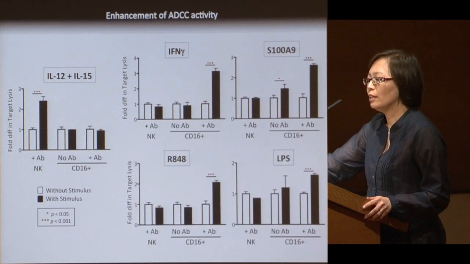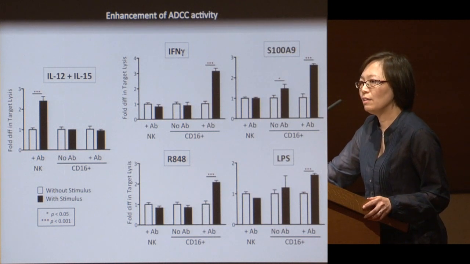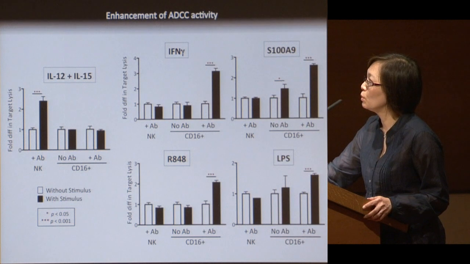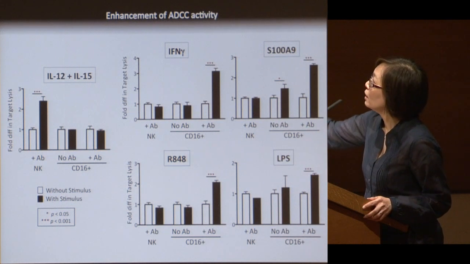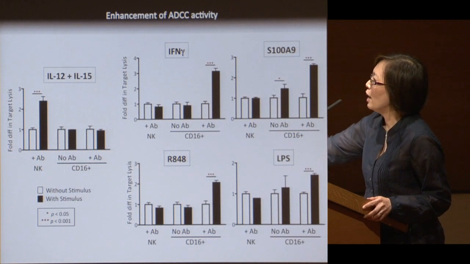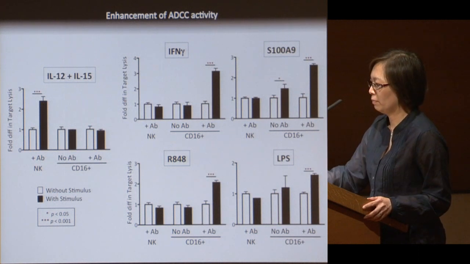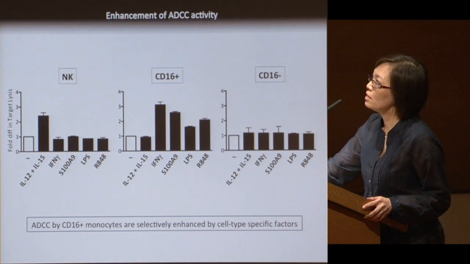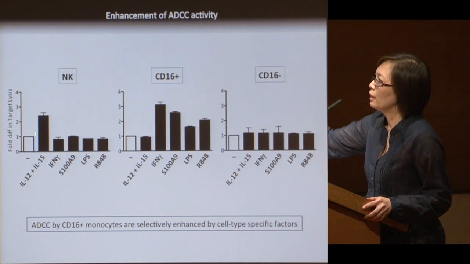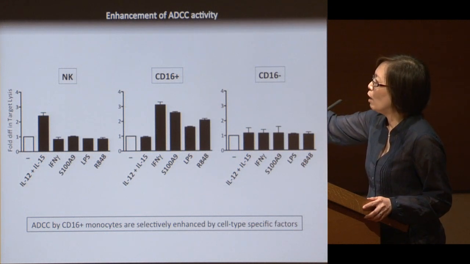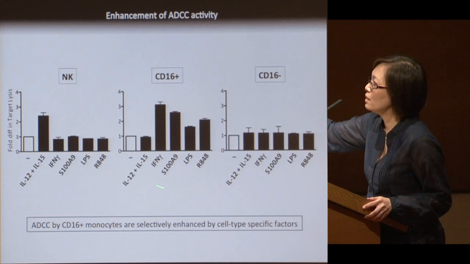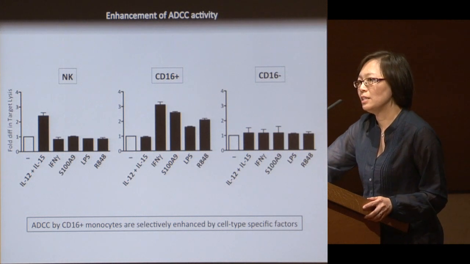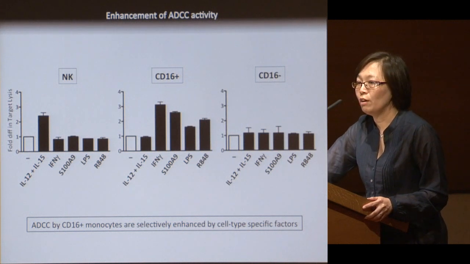We notice that there are other stimulants that can do the same in activating the CD16 positive monocytes to become better killers. For example, S100A9 is also capable of enhancing the monocytes to kill, as well as some toll-like receptor agonists such as R848 and LPS. So to summarize, the IL-12 and 15 cocktail can activate NK cells to kill, while these other factors have no effect on NK cells, and IL-12 and 15 have no effect on CD16 positive monocytes. These other factors are able to enhance the CD16 positive monocytes to kill tumor cells to various degrees.